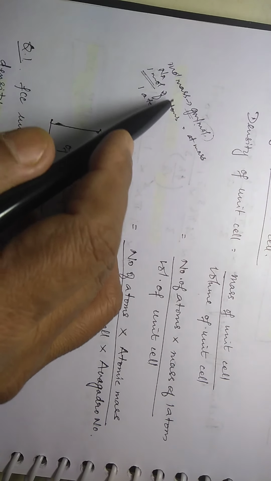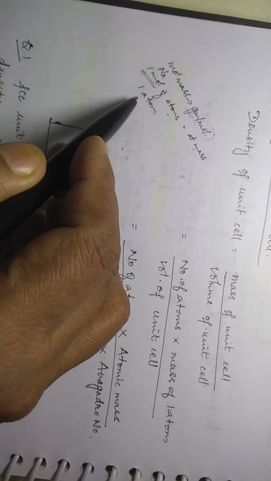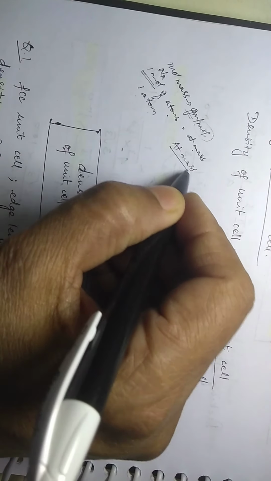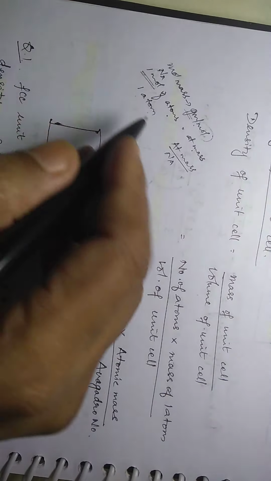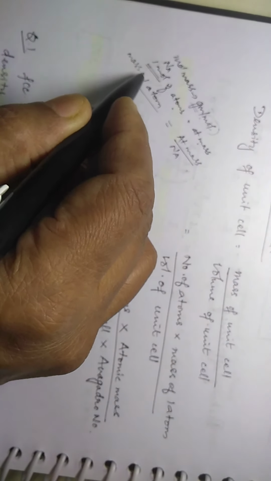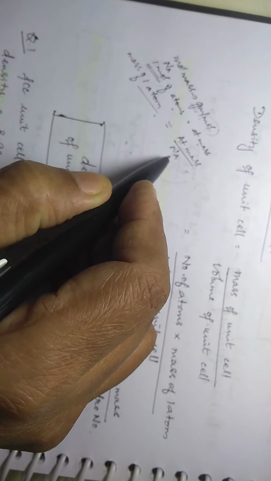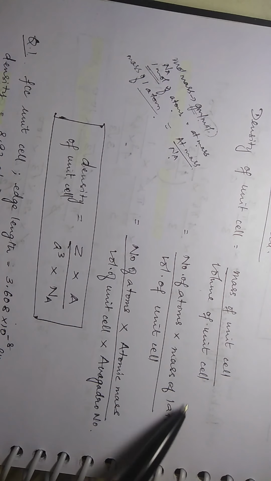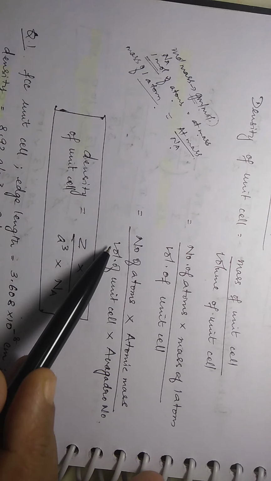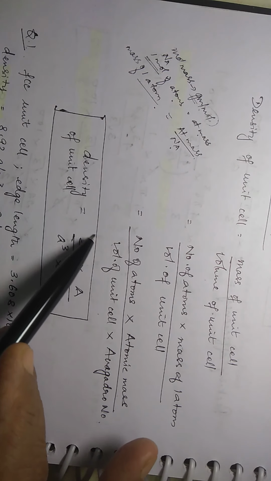So Avogadro number of atoms has a mass of atomic mass or molecular mass. So what will be the mass of one atom? That will be atomic mass upon Avogadro number. This will be mass of one atom. Mass of one atom is atomic mass upon Avogadro number, right? So that mass of one atom is now replaced by atomic mass upon Avogadro number, over volume of unit cell, times number of atoms. Number of atoms is denoted by the letter Z.